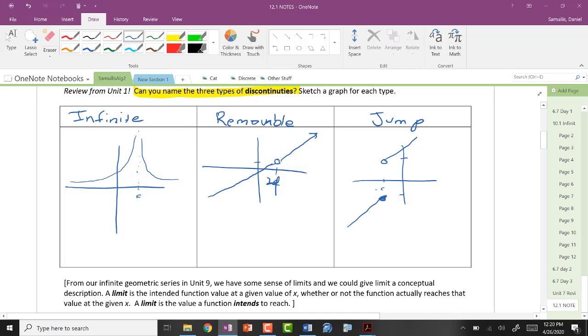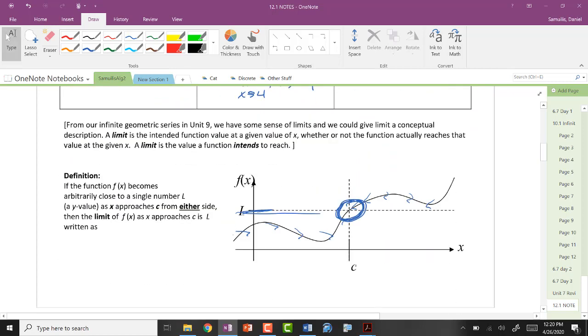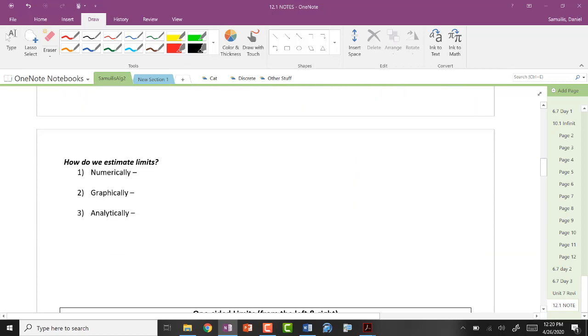However, there may not be an actual value. So you may not have an f of 4 value. That doesn't exist because there's a hole there, but it does have a limit. So the limit as x approaches 4 of the function would be 1 because it is coming from the left and to the right side. That's the definition of a limit.